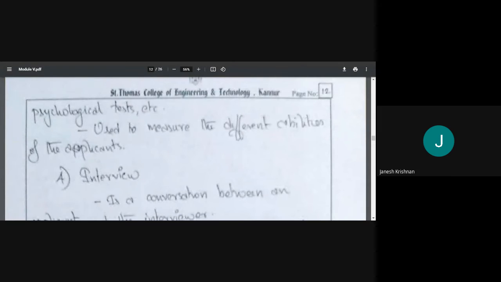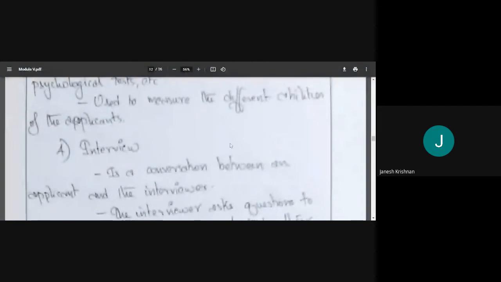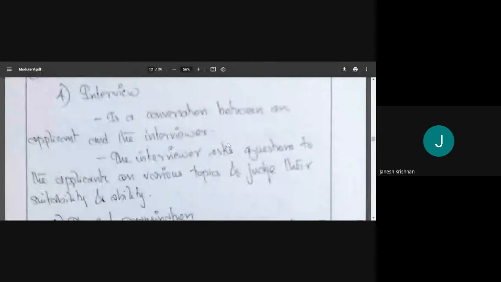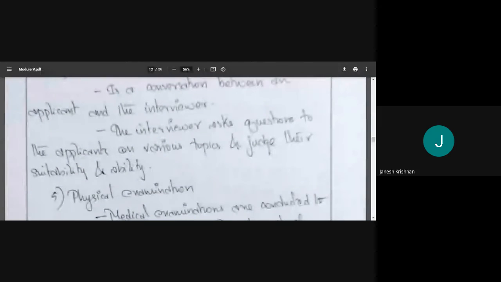Okay. Then there is the interview. So interview means it's a conversation. Basically, it's a conversation between an applicant and an interviewer. The interviewer may be one or many. Okay. It may be in person or it may be on the phone. The interviewer may be in America and you may be sitting in your home. So what does the interviewer do? He will judge your suitability and ability.